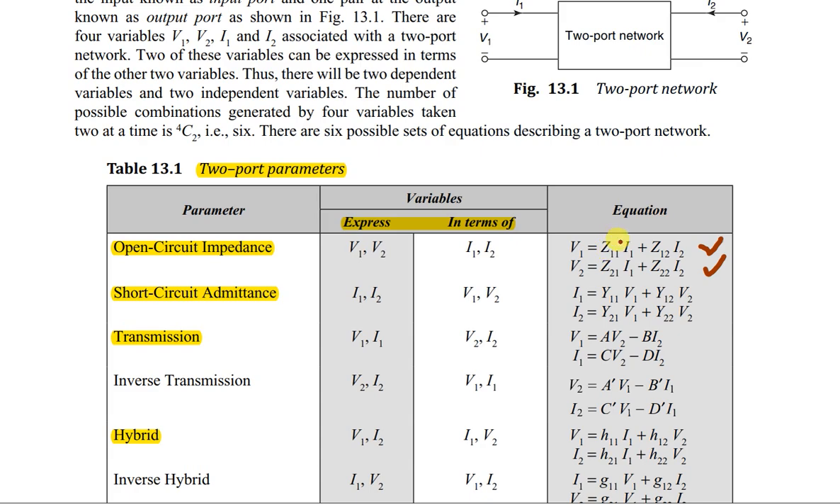This is also how to remember: like in matrix writing, first row first column is Z11, next first row second column is Z12, then second row first column Z21 and Z22. So first you write V1, next V2, and on the right side both I1, I1 and I2, I2. So the variables are Z11, Z12, Z21 and Z22.